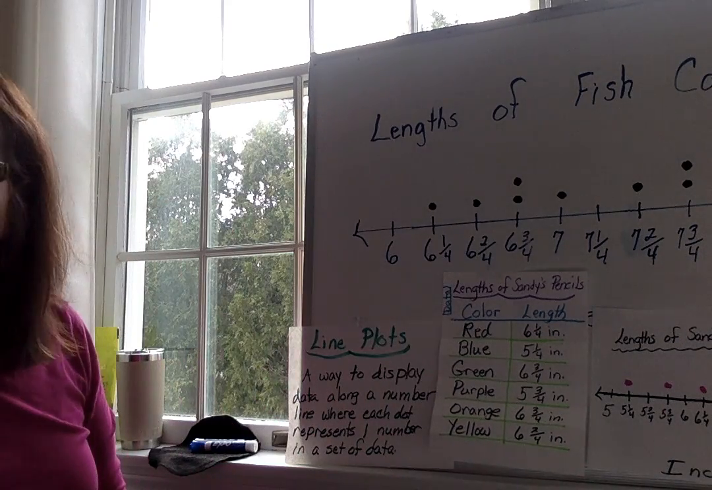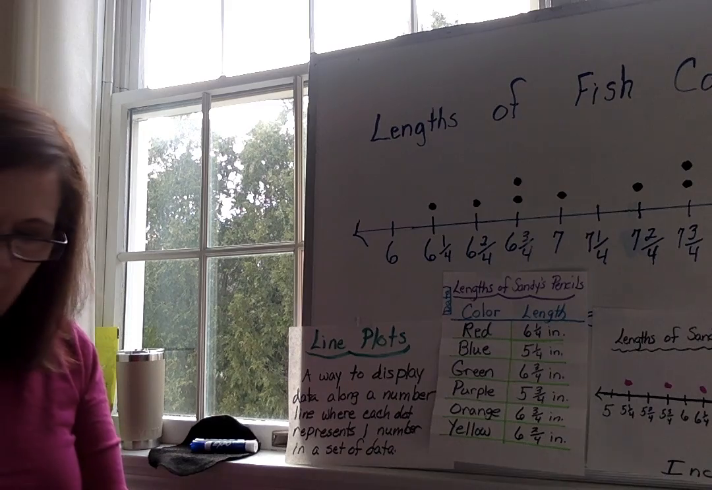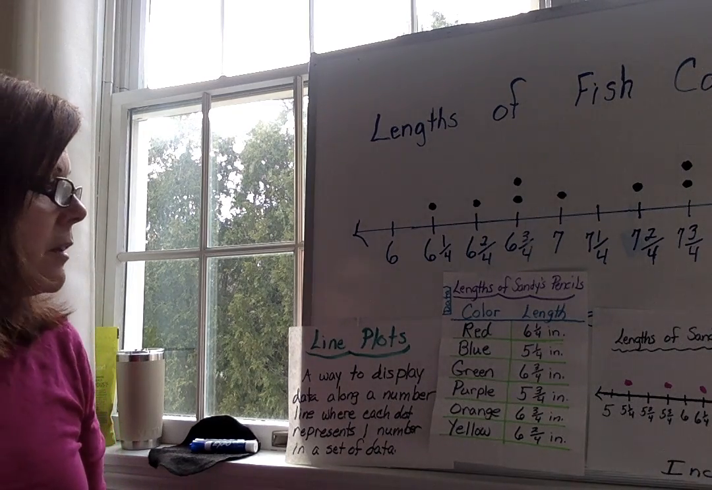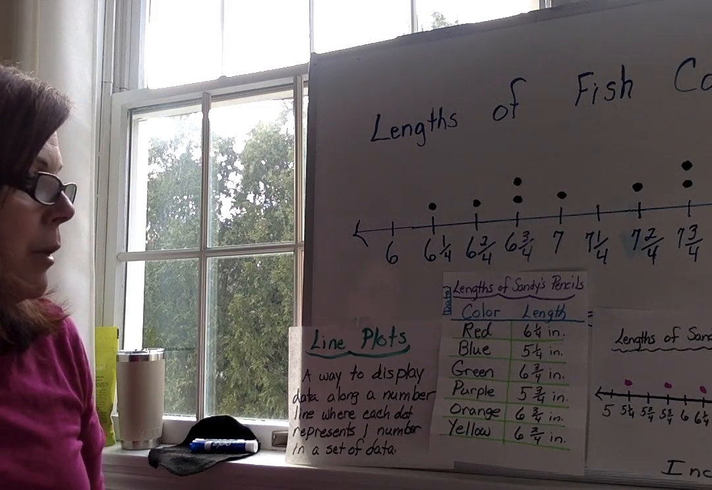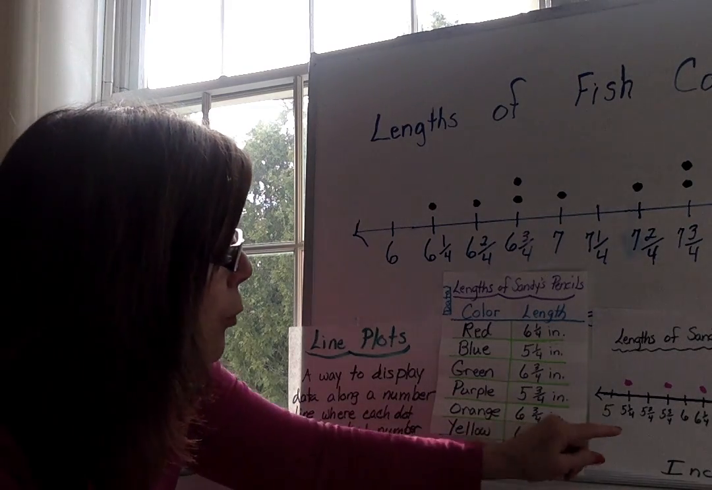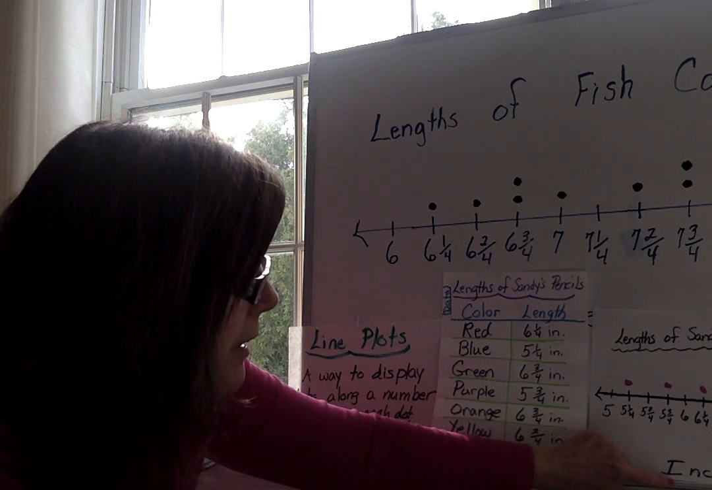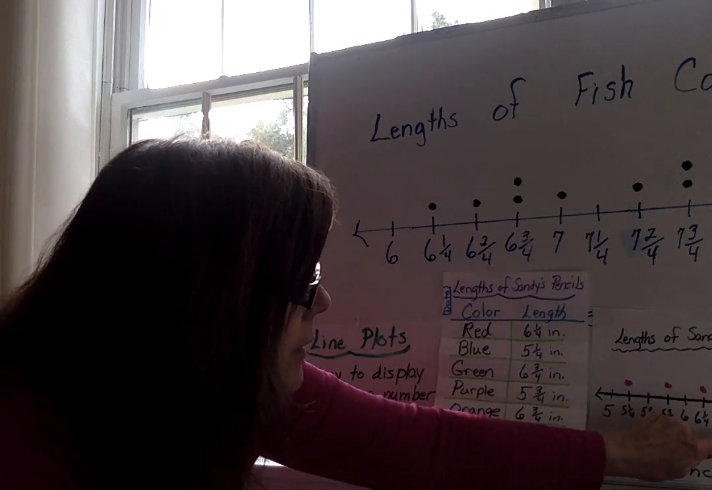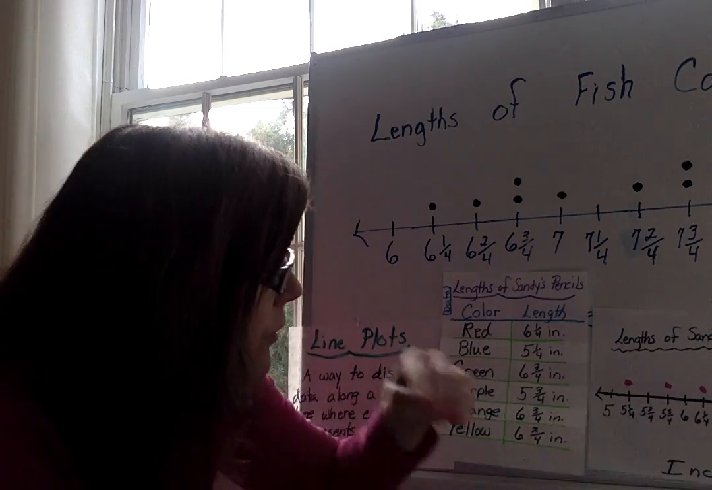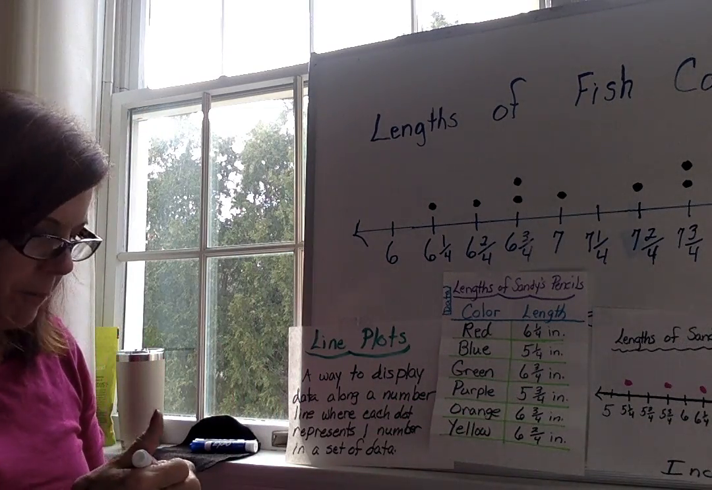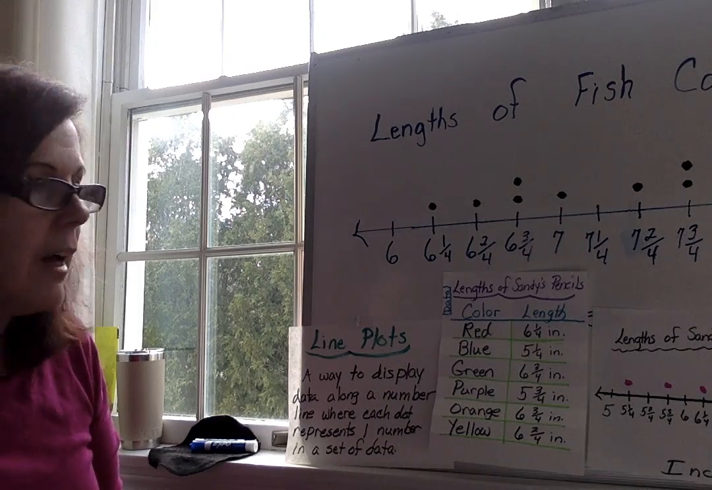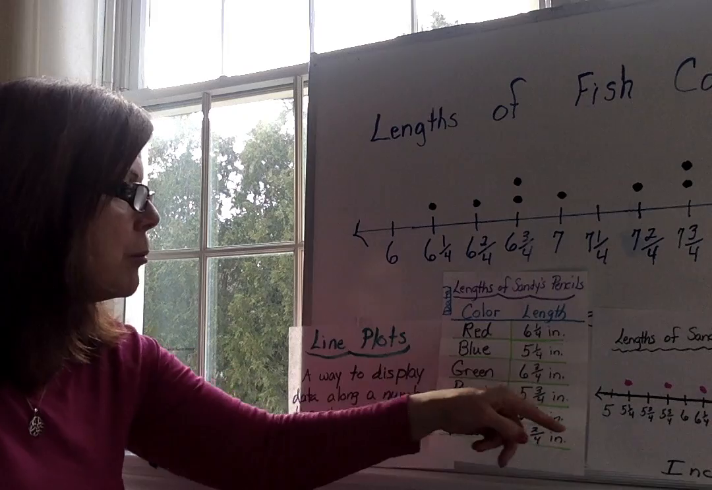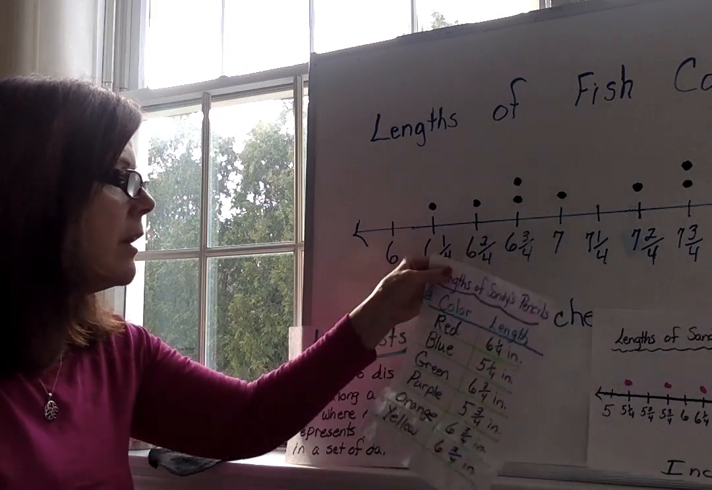Okay. So now Sandy's pencils are up on the line plot. Of course you can see the one that is the shortest is 5 1/4 inches. The longest one is 6 3/4 inches. Okay? All right, so that's how you plot your information, your data, on a number line. All right, let me try another one.